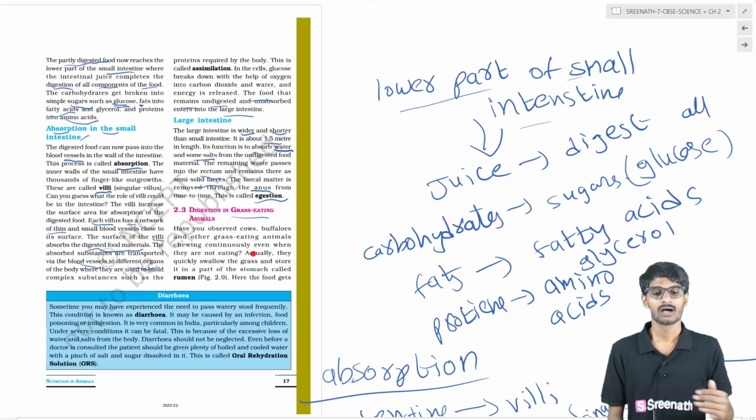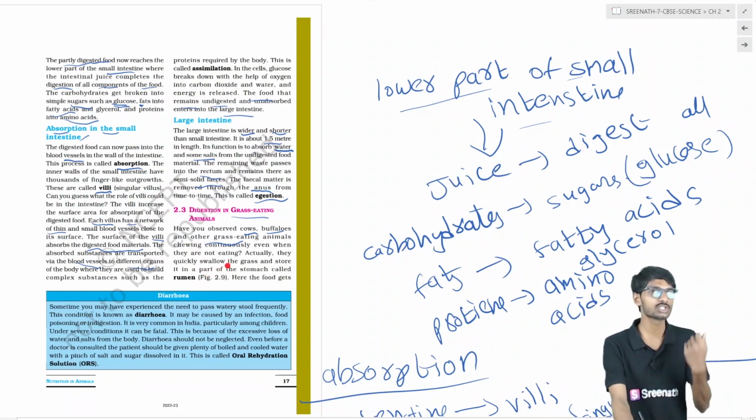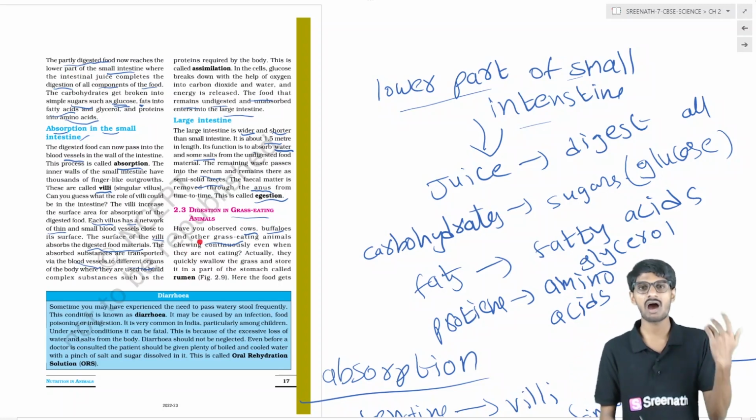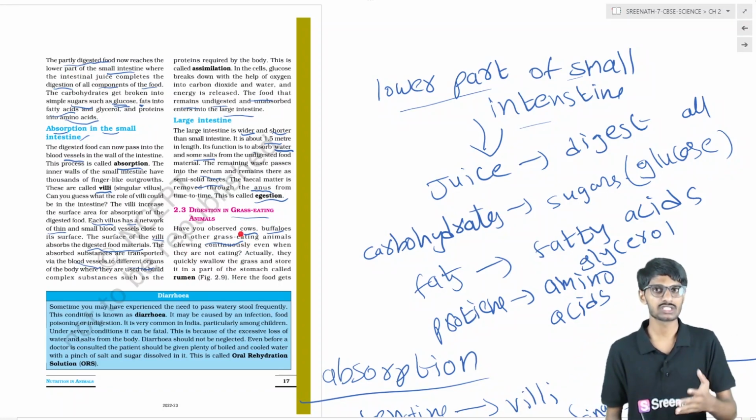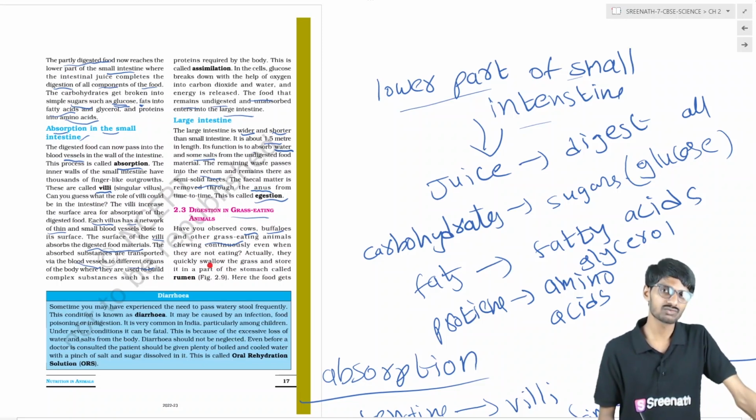So basically if you see cows and buffaloes and other grass eating animals, what do they do? They are always chewing, even when they are not taking food. Whenever there is free time, they chew their food continuously. If you see cows or buffaloes, why are they always chewing? So we are going to know it.